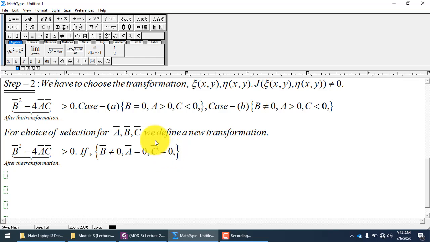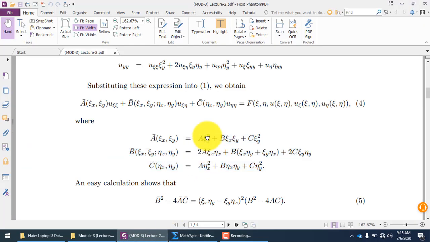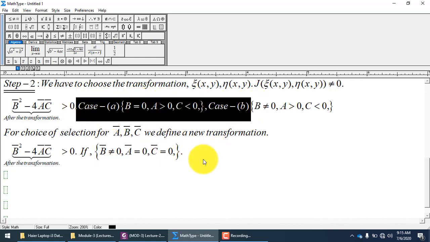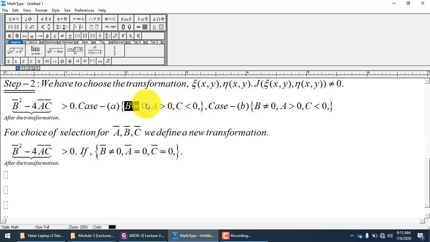So this was the natural choice of A bar, B bar and C bar, because in that case your discriminant will be positive and the calculations will be easier. If A bar is equal to 0, you can easily calculate the derivatives involved here, xi x square, xi y, xi x and so on. So the calculations will be much easier. I am not saying that you can follow only that way, you can follow the other cases, but that will make your calculations a bit difficult.